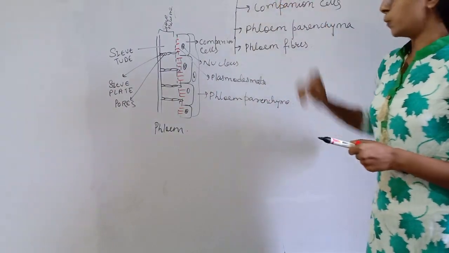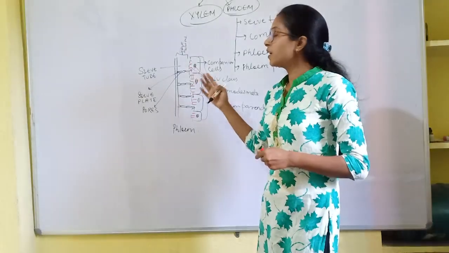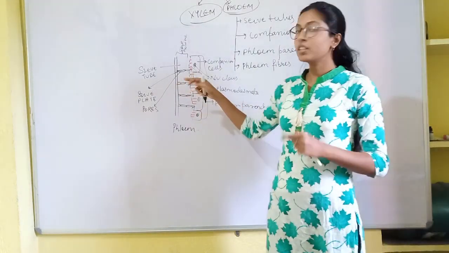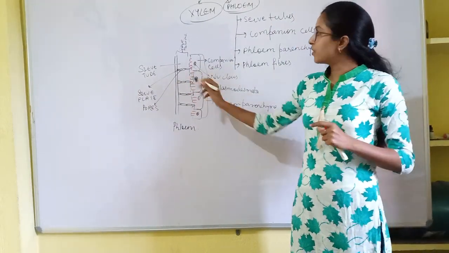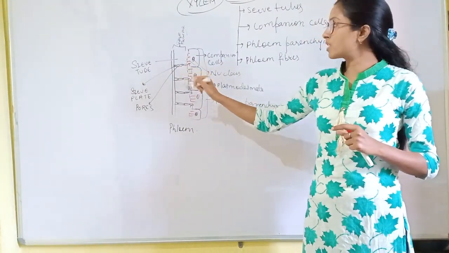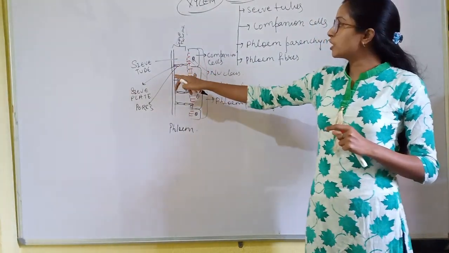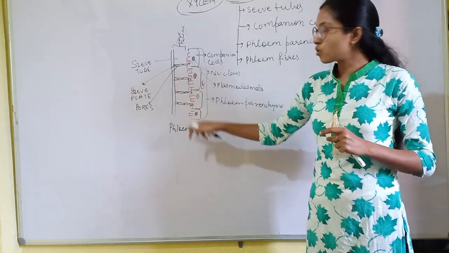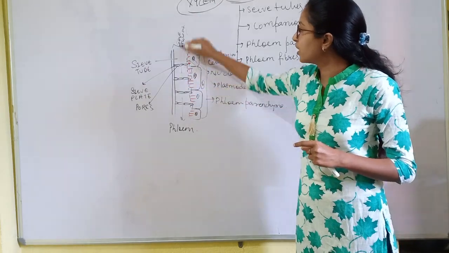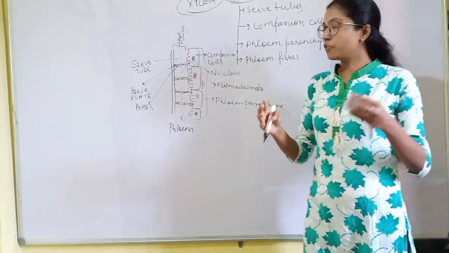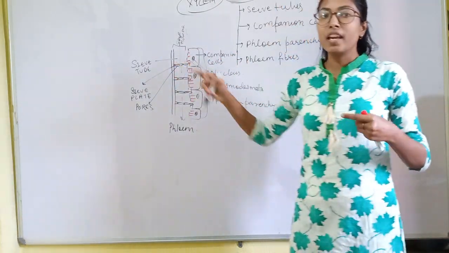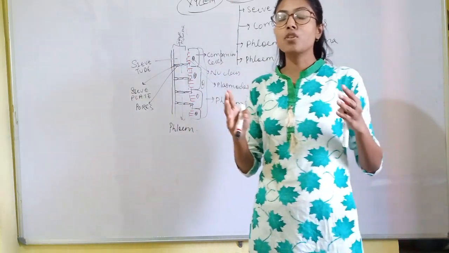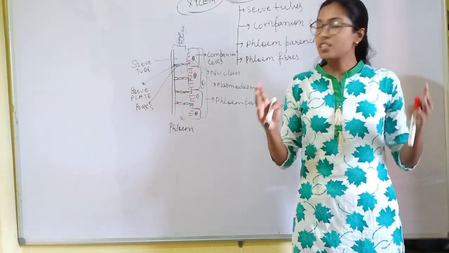Now first is the sieve tube. Sieve tubes are present in the phloem, and sieve tubes have perforated plates, and these perforated plates have pores. Through these pores only, when the food is loaded in the sieve tube, the food passes on, either in this direction or in the upward direction. So the transfer of food through the sieve tube is upward as well as downward. So we can say that transfer of food in phloem is bidirectional.